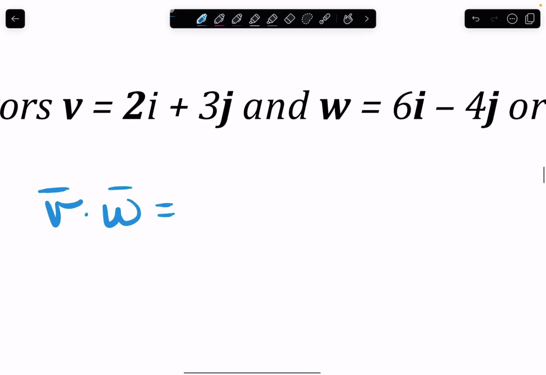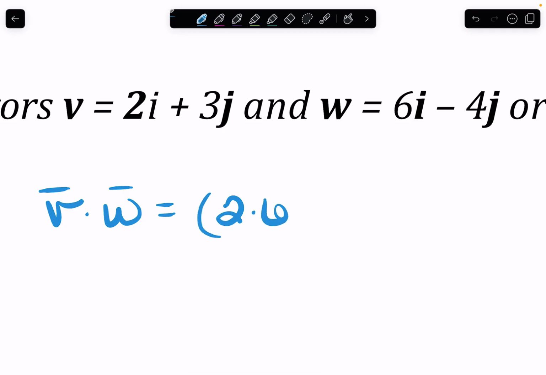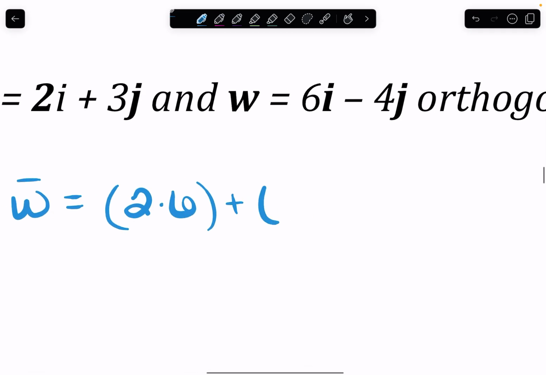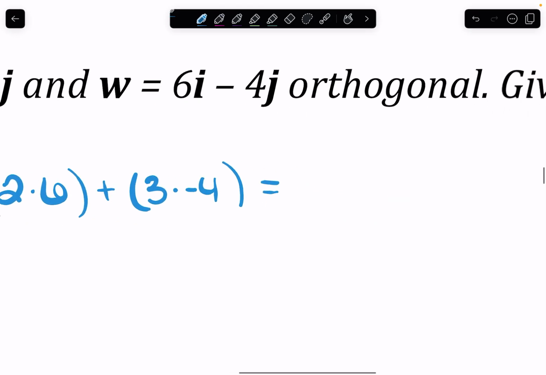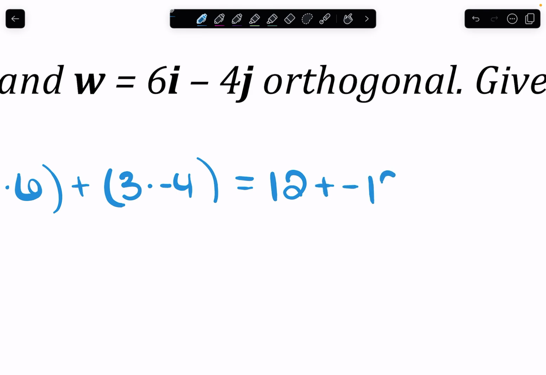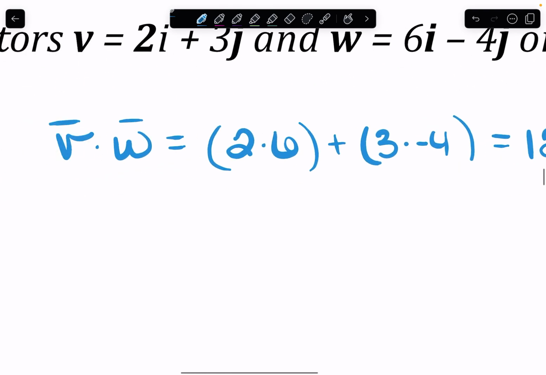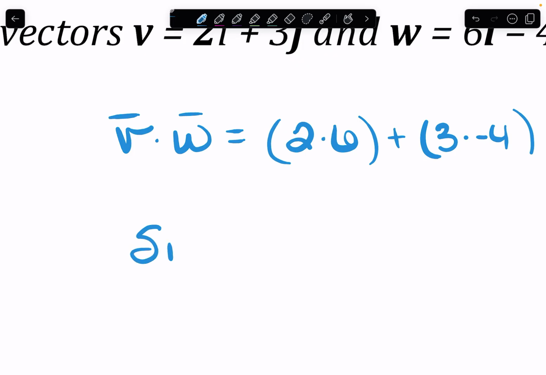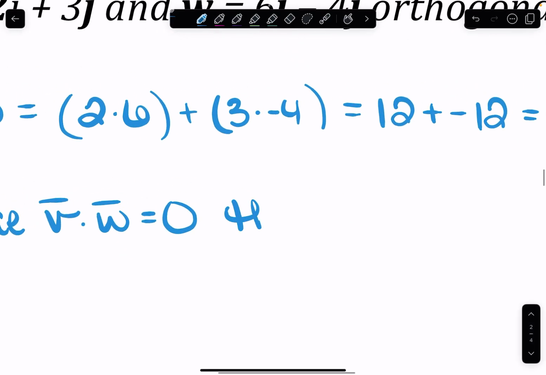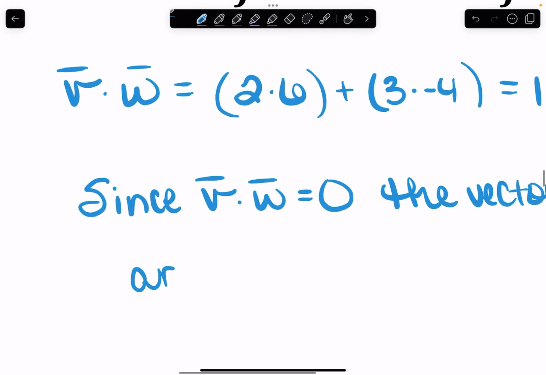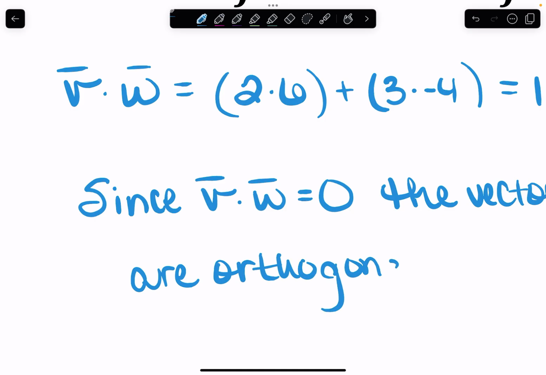is going to be 2 times 6 plus 3 times negative 4, which is 12 plus a negative 12, which is 0. So it does say give a reason. So since the dot product of V times W equals 0, the vectors are orthogonal. That's a word, orthogonal. Or perpendicular.